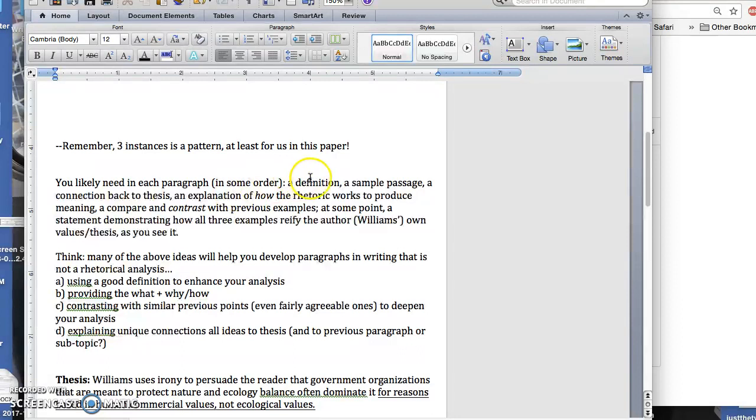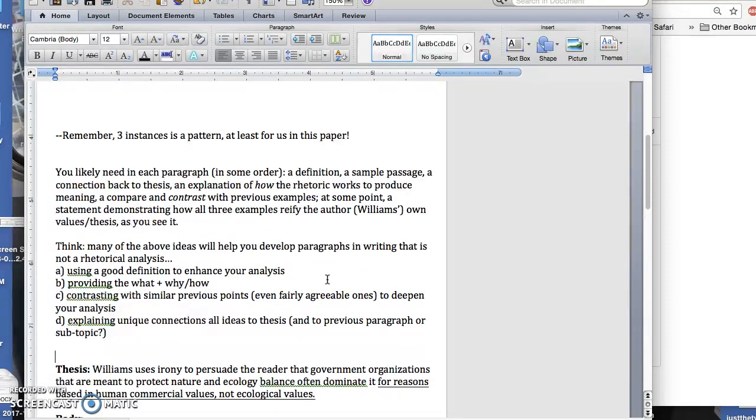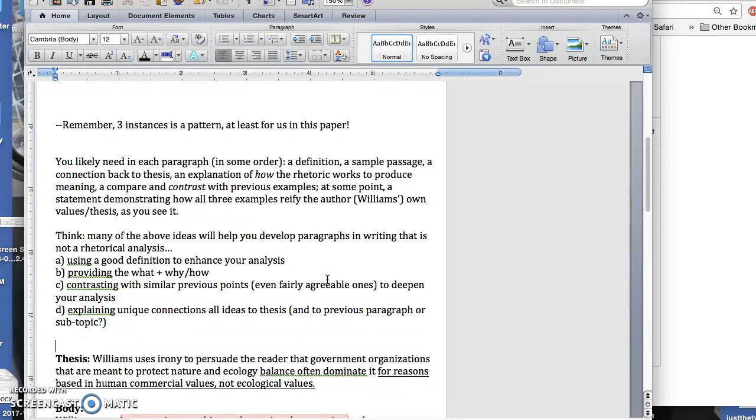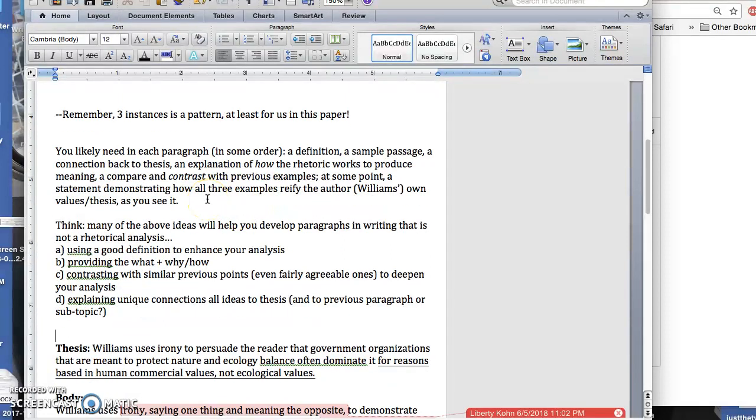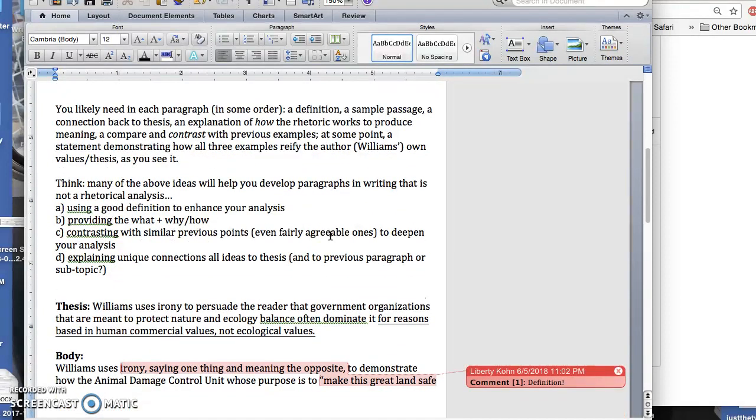And you would want to say that in your definition statement, and then you would want to give us a passage and explain how that passage is doing that. How is it using fear? How is it countering scientific thinking? Et cetera, right? And so you'll see again examples of that in the paragraphs. And if we don't get a chance to do everything, you can look at it online and see what I'm doing. At some point, you will need a statement demonstrating how all three examples do capture the author Williams' own values. We'll look at all this in a minute.